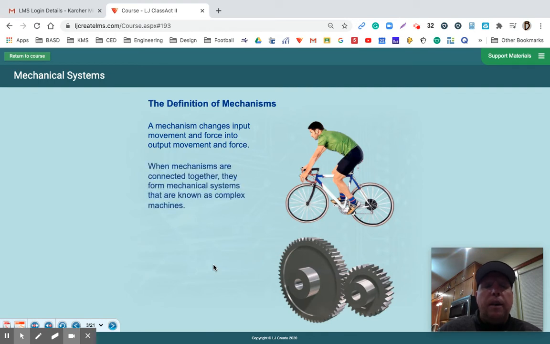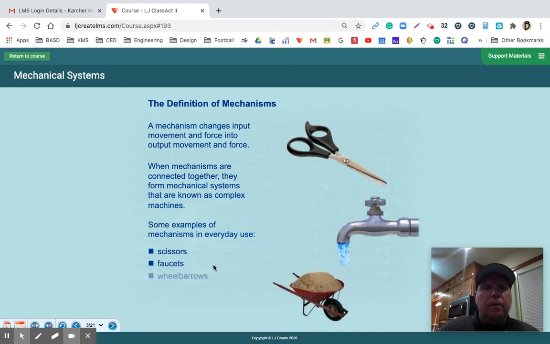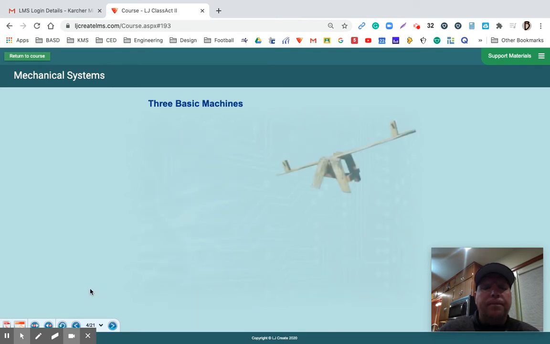When mechanisms are connected together, they form mechanical systems that are known as complex machines, kind of like what we're creating in class right now. A machine that does a relatively simple task, but we're making it complex by adding numerous steps to that process. Some examples of mechanisms in everyday use are simple scissors, a faucet, a wheelbarrow. Mechanisms can be used to change the speed, direction, and distance of an output.